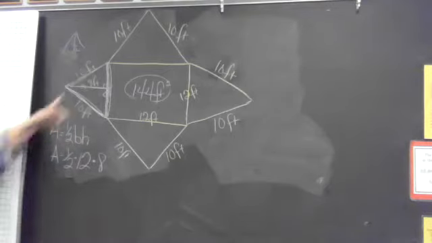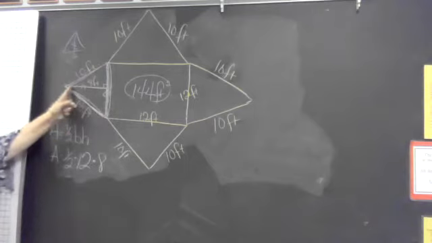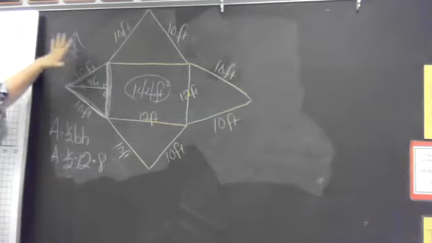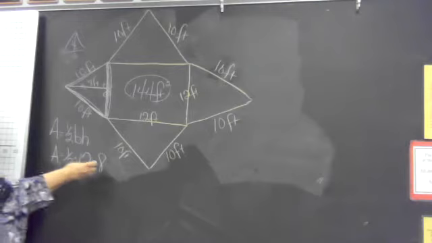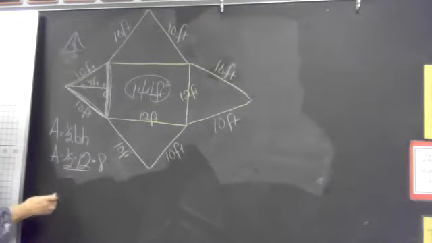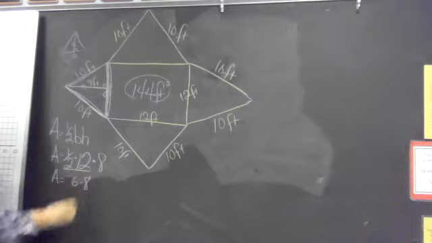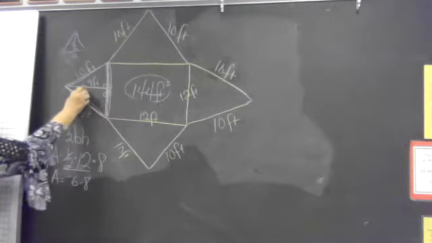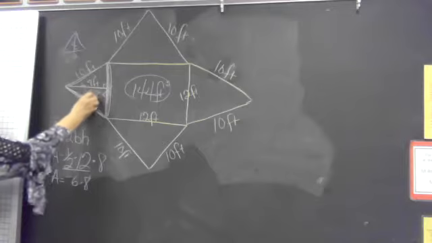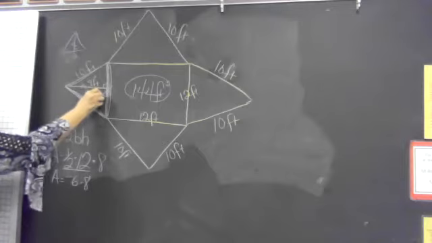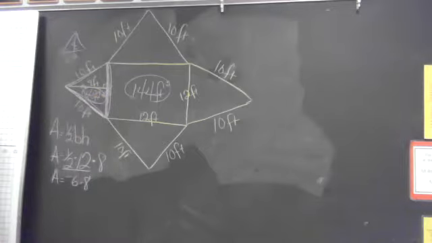So the base times the height. Do you see they just turned it? So 1/2 the base times the height. Irene's already told us that this is 6 times 8. And so the area here is 48 feet squared.